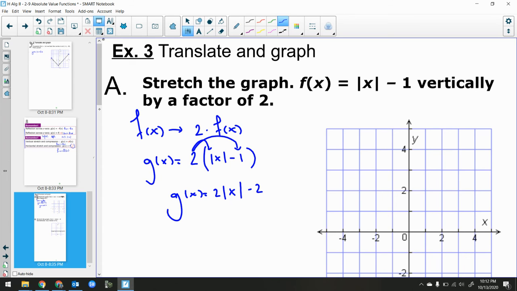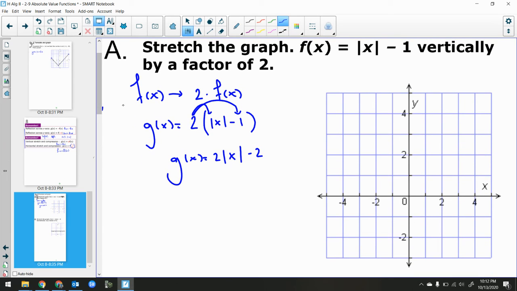Okay, so that means, if you can't really tell what's going to happen with the slope, heck, plot a table of values, right? If I plug in negative 2, it turns positive 2, times 2 is 4, minus 2 is 2. If I plug in negative 1, this turns positive 1, times 2 minus 2 is 0. If I plug in 0, I get 0 minus 2 is negative 2. If I plug in 1, I get 1 times 2 is 2, minus 2 is 0. If I plug in 2, I get 2 times 2 is 4, minus 2 is 2.